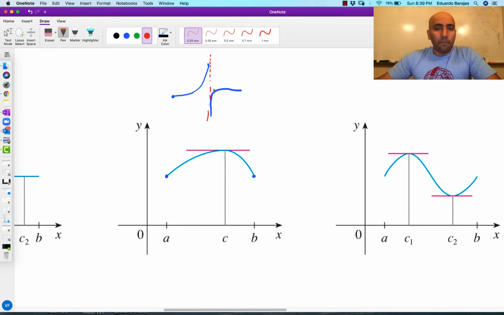And also, because it's differentiable, we're preventing the possibility that it might have some sort of sharp corner like this. A sharp corner is not differentiable at the corner. So we're looking at smooth functions that are continuous, differentiable, with no sharp corners, nothing weird, no breaks, and it doesn't go off to infinity. So this is a nice stereotypical example.